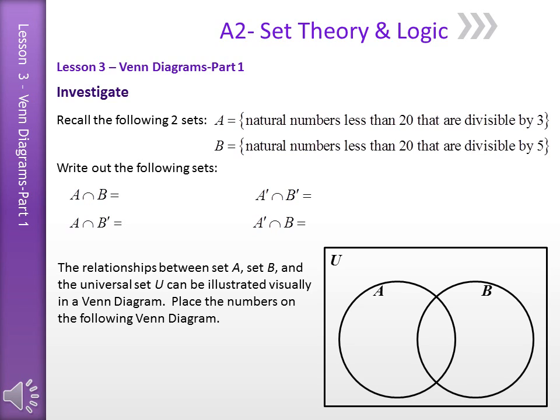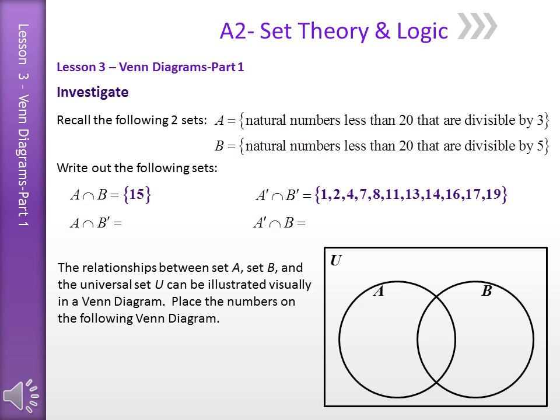Let's write out the following sets. The set A intersect B would be the single element 15, as it is the only one in both sets. A prime intersect B prime would be those elements that are in neither A nor B. Those would be 1, 2, 4, 7, 8, 11, 13, 14, 16, 17, and 19.